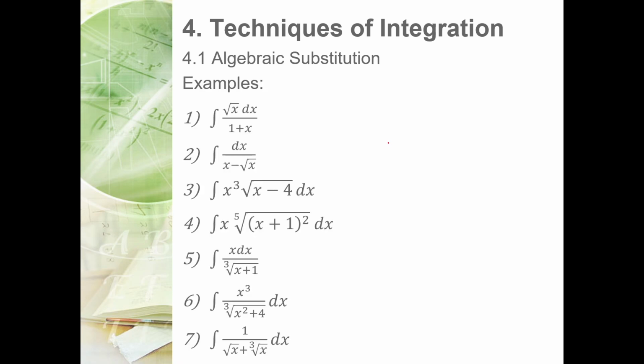Okay, so let's try to solve the different problems. As you can see in the 7 problems, most of the problems have radical expressions in the integrand. So if you look at the different examples, these examples can't be merely solved by using the U sub technique. So you need advanced techniques in order for you to solve these problems.